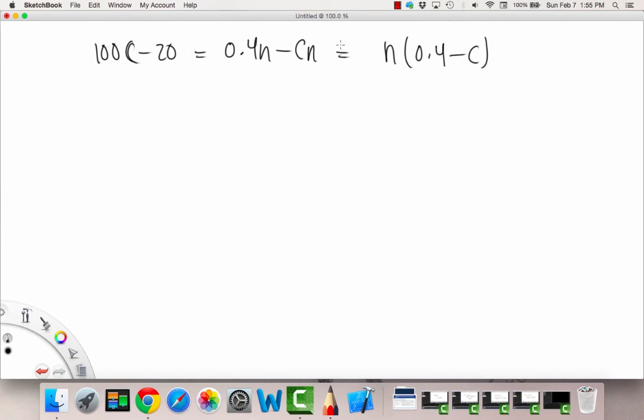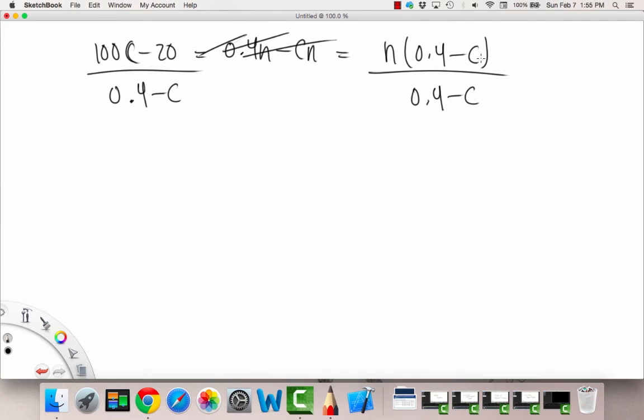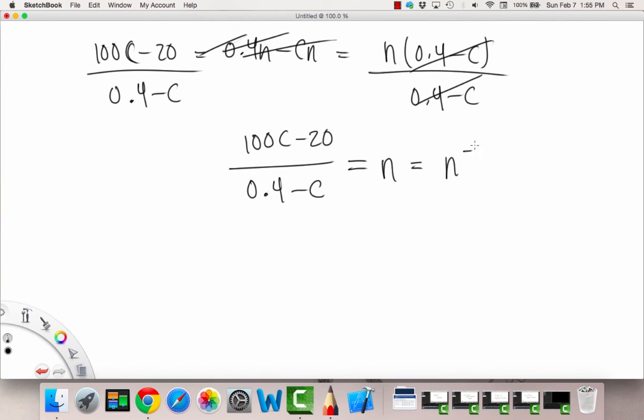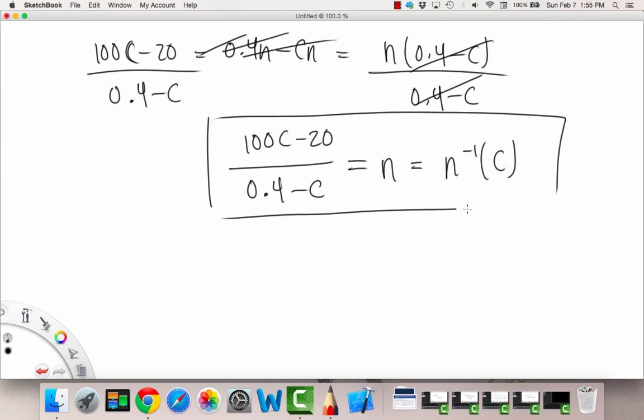And then, ignoring this middle step, we're just going to divide by 0.4 minus c on both sides, and voila, we have n by itself on the right side. So we get 100c minus 20 over 0.4 minus c. And this just gives you your n inverse of c. So this is our inverse function.